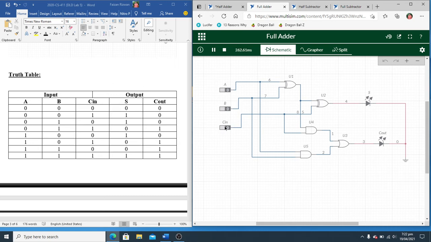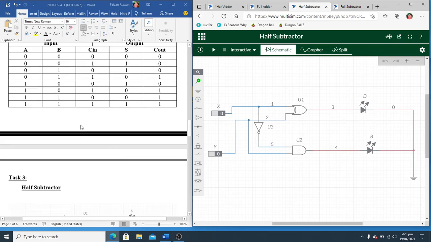When carry in is 1, then the sum is 1. When B is 1, then again sum is 1. When B and carry in are 1, then carry out is 1. When A is 1 and the other two inputs are 0, then the sum is 1. When A is 1 and carry in is 1, then carry out is 1. When A and B are 1, then again carry out is 1. When all the inputs are 1, then both outputs, sum and carry out, are 1.